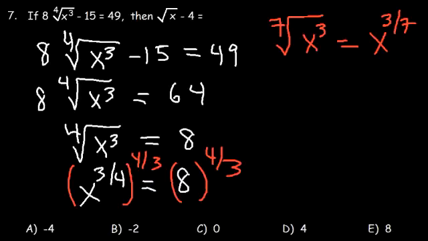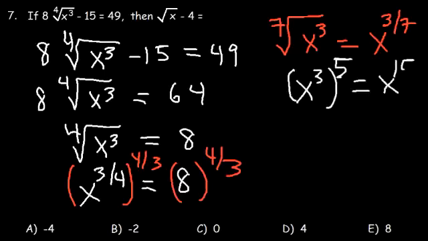When you raise one exponent to another, you have to multiply. For example, x cubed raised to the 5th power is equal to x to the 15. You multiply 3 and 5. So 3/4 times 4/3, the 4's cancel and the 3's cancel. So 3/4 times 4/3 is simply 1. So we have x raised to the 1st power is equal to 8 raised to the 4/3.